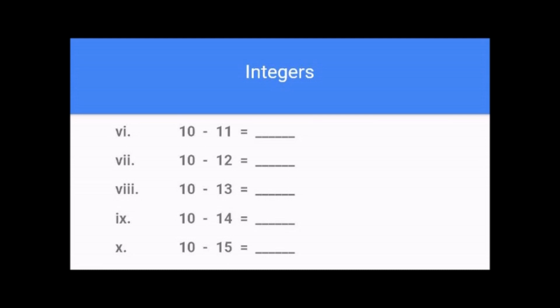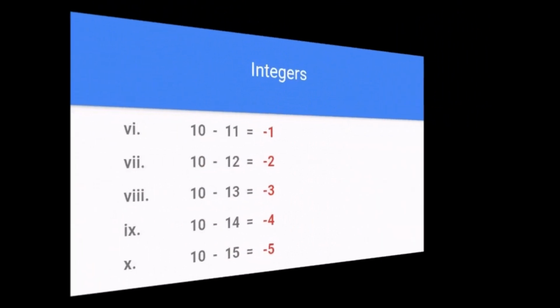Complete these as well. 10 take away 11 now, put an answer. 10 take away 12, put an answer. 10 take away 13, put an answer. 10 take away 14, put an answer. And 10 take away 15. Let's see if you can get these correct now. Remember what we did first? Now we're continuing. Put an answer and let's see if you can get these correct.